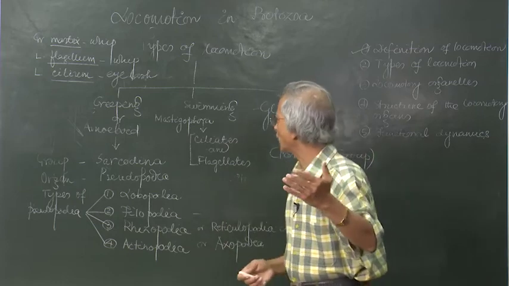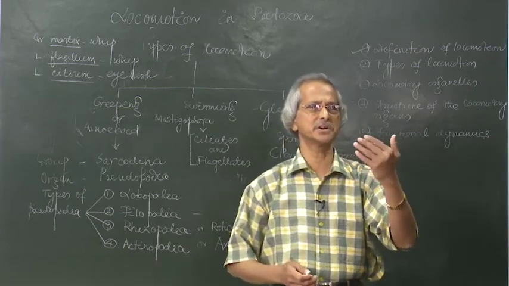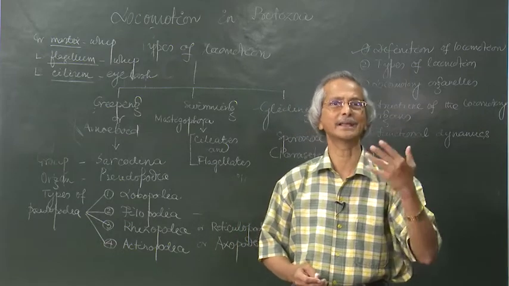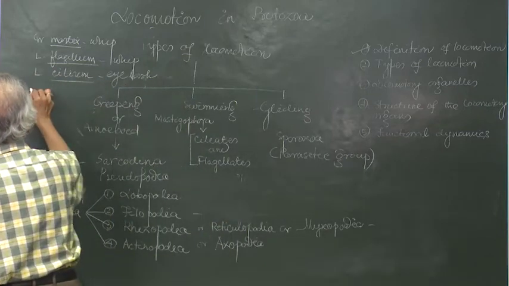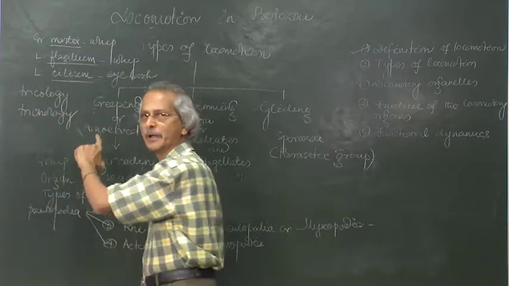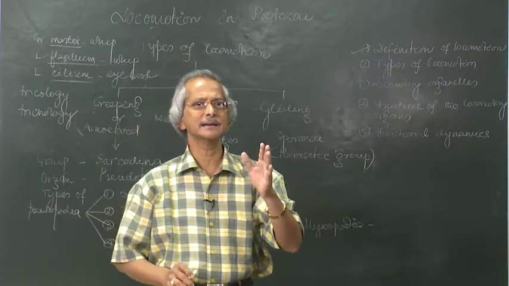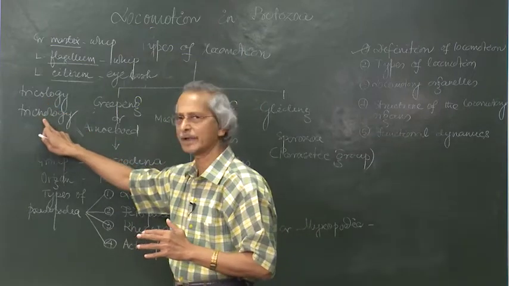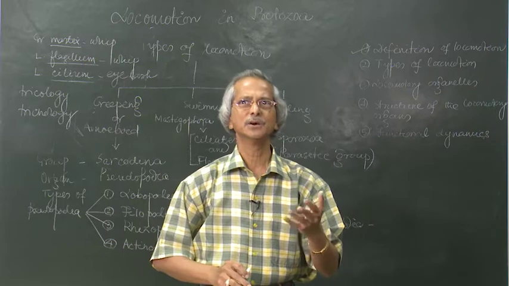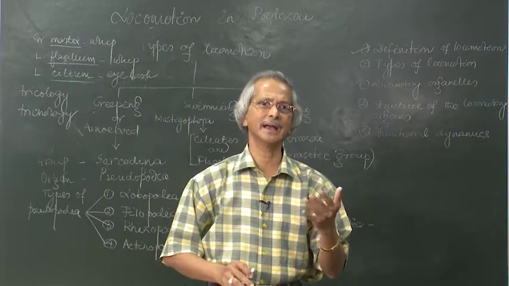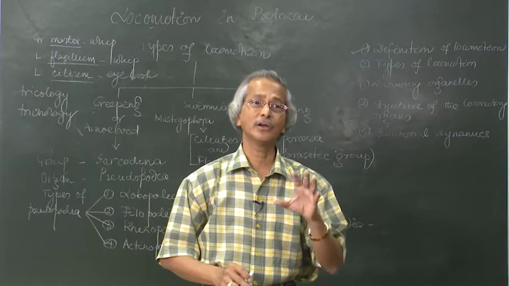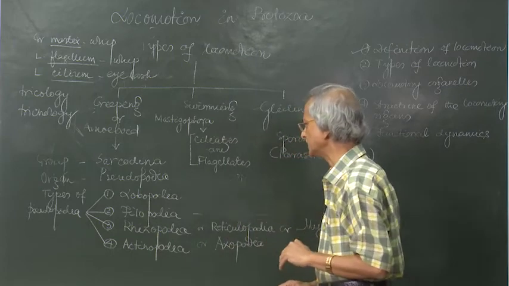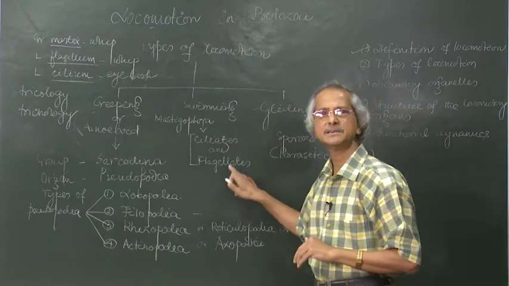So, let me tell you one thing more. Actually, the branch of science which deals with the study of flagella and cilia or hair-like structures is known as trichology. So, trichology is the branch of science which deals with the study of cilia and flagella or hair-like organs or organelles of the animals. So, this is known as trichology. Now, let us see the difference between cilia and flagella.